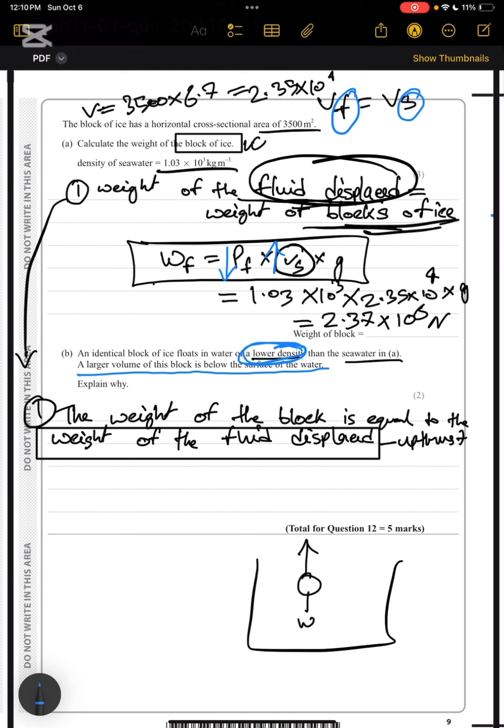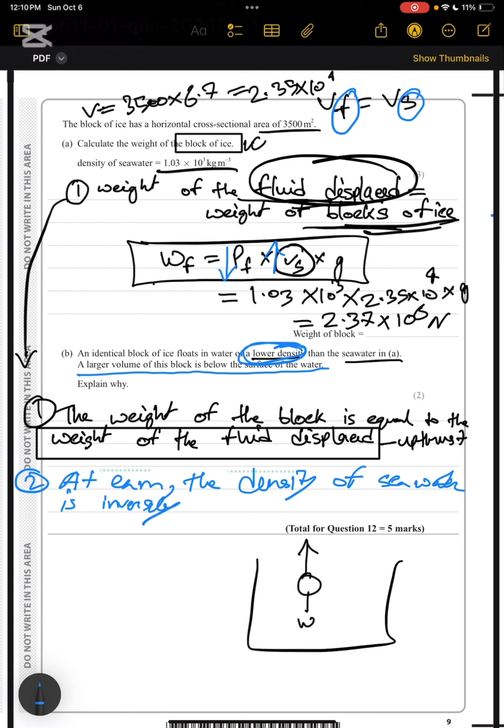So we have to just mention, the second point will be at equilibrium, the density of seawater is inversely proportional to the volume of water displaced. This is the equation which we can use to interpret that. So we are done with question number 12 as well.